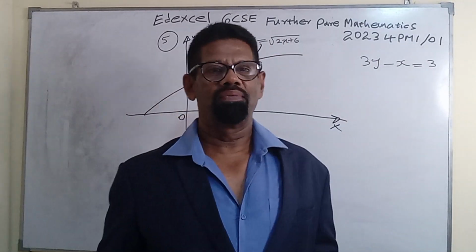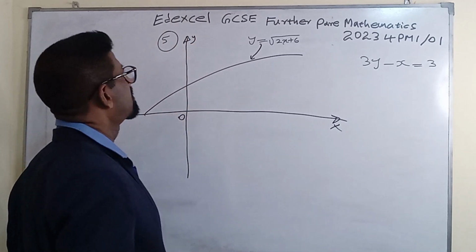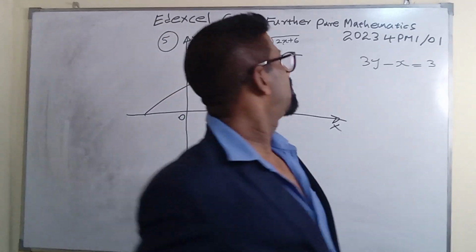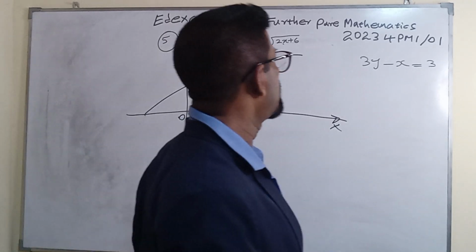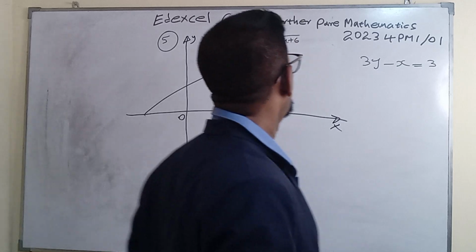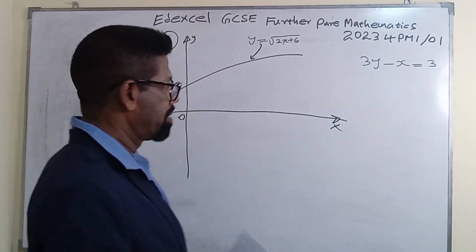Hi students, today we are going to discuss this Edexcel GCSE Further Pure Mathematics 2023 paper 4 PM 101. We have to do question number 5.